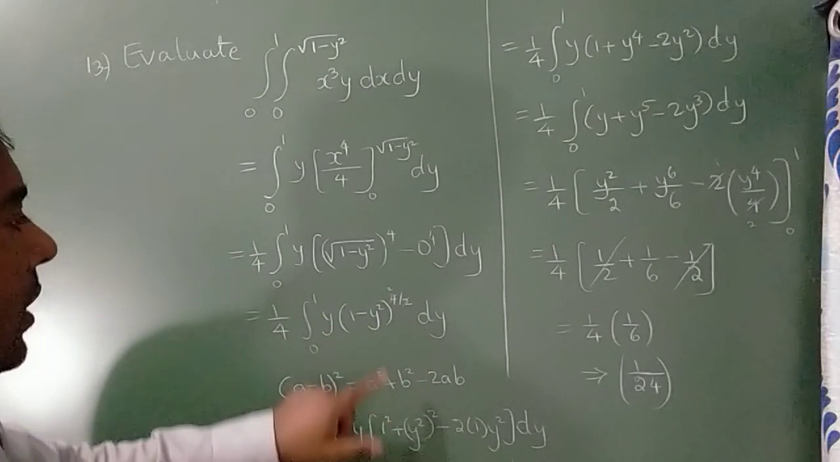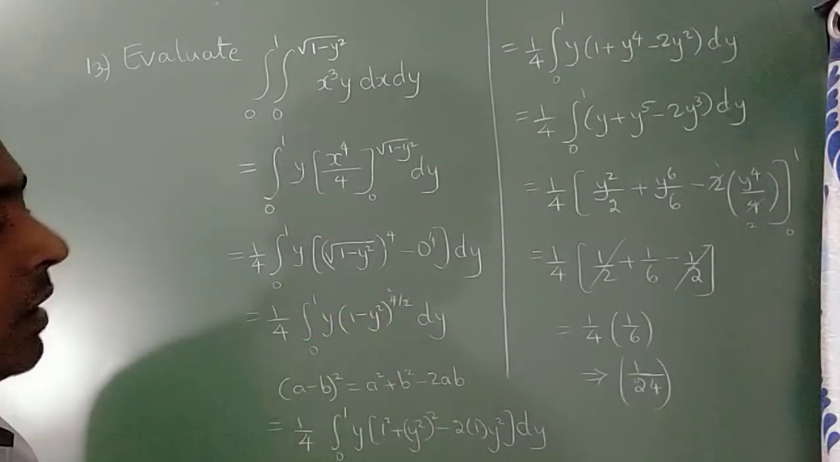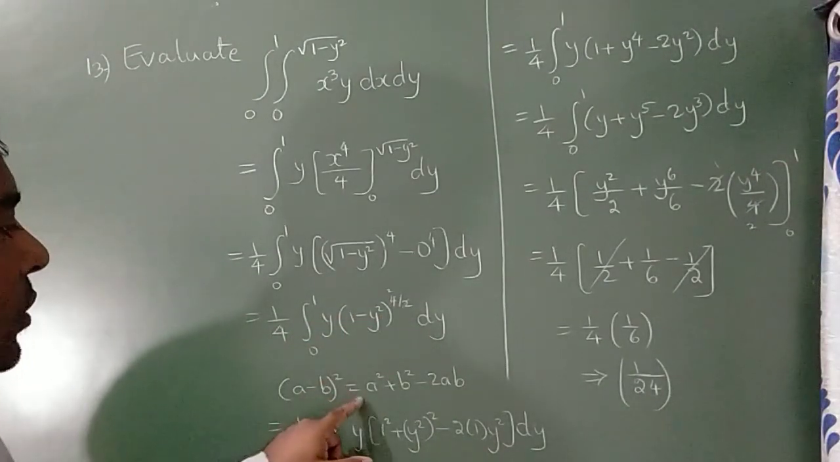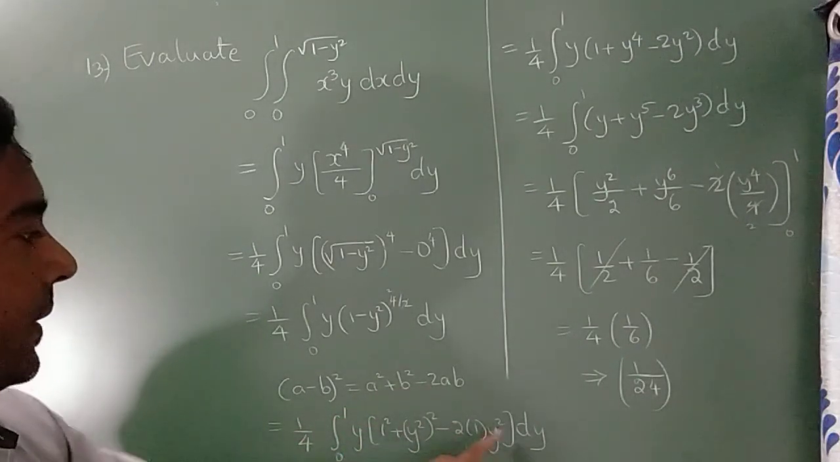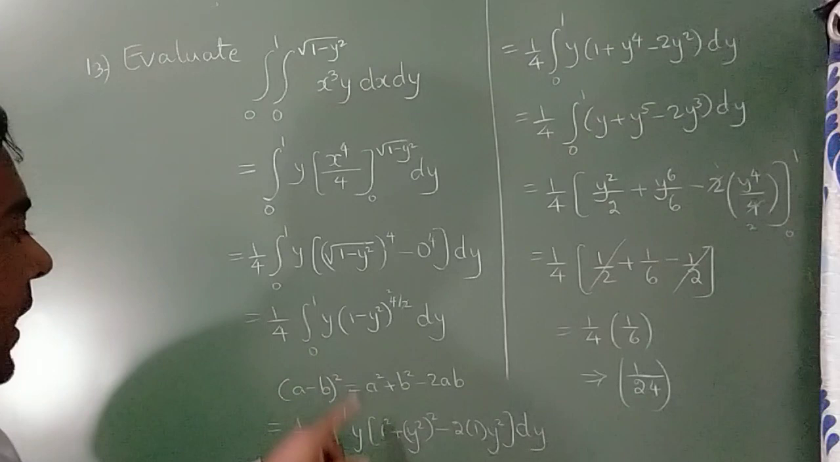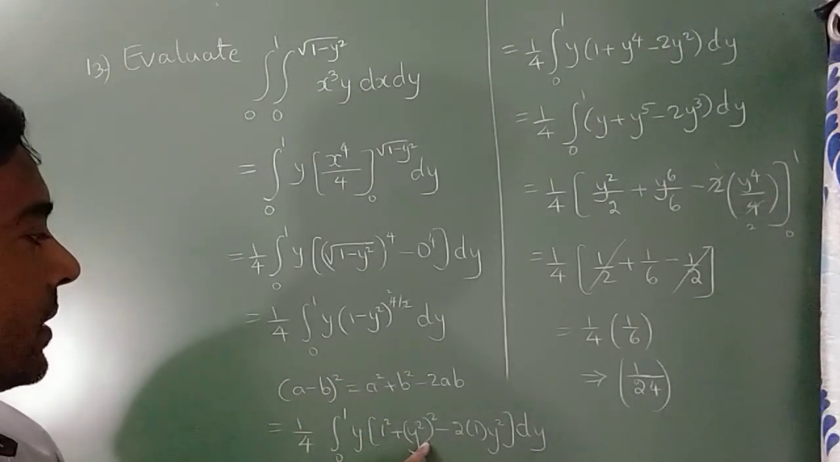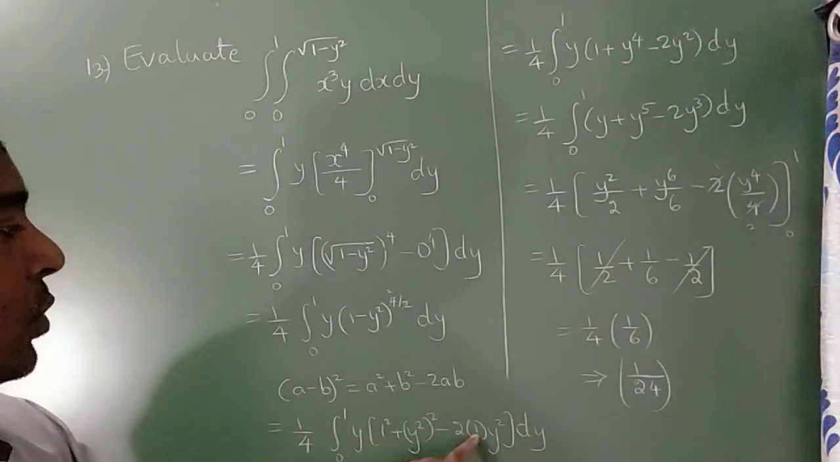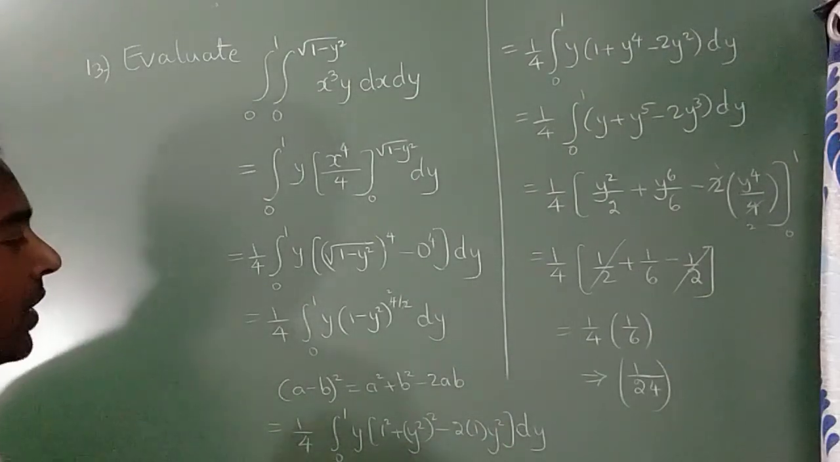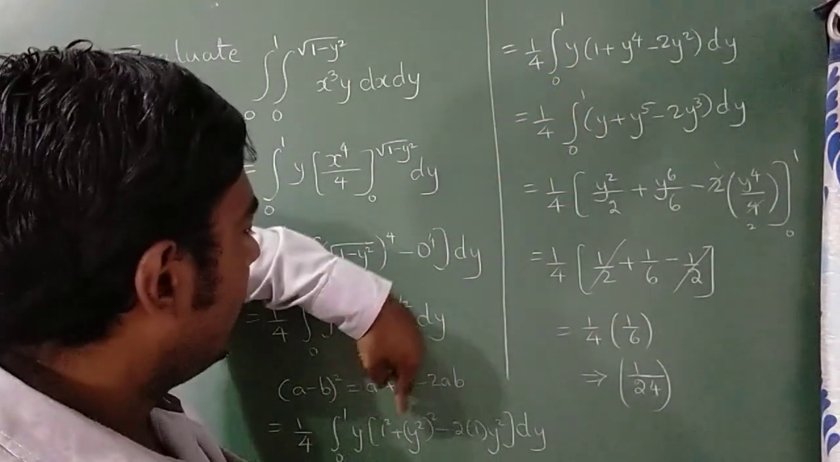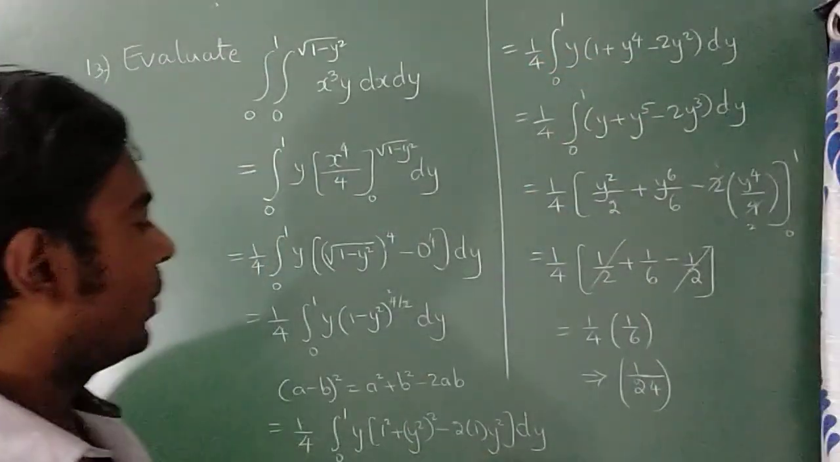So it will become (1 − y) whole square. A minus b whole square is a square plus b square minus 2ab, so you need to write in that form. Write y as it is, (1 square plus y square) minus 2 into 1 and y square. Now 1 square is 1, 2 twos are 4, you can see 2y square.